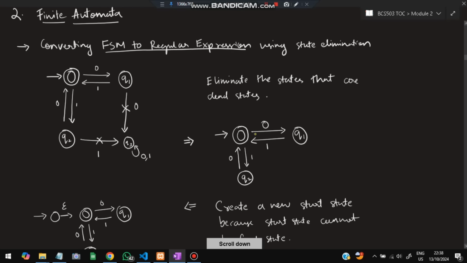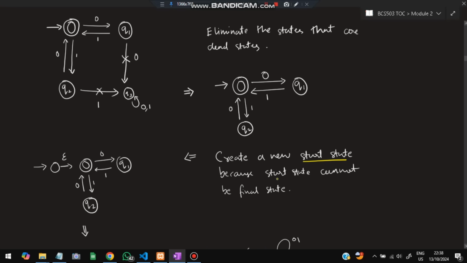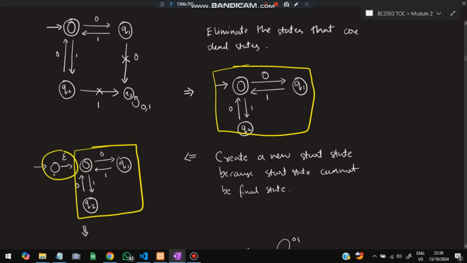After this, you have to create a new start state, because the start state cannot be the final state. Here, as you can see, the start state has a double circle. That means the start state itself is the accepting state and the final state. So it cannot be that case. In that case, what you have to do is take a separate starting state here, and through an epsilon transition, connect it to here. So this box which I have made here is equivalent to this one. And a new start state I have taken. So this is the starting state. Just that I have done.